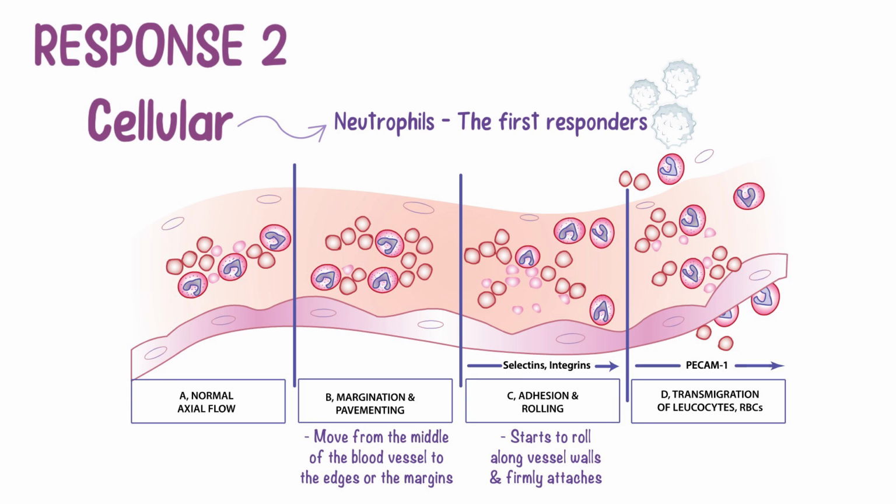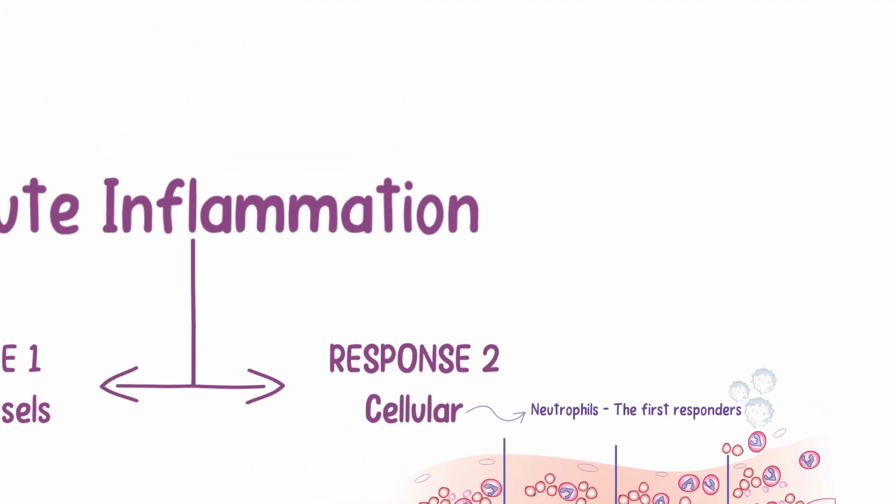Once they are stuck, the neutrophils can then squeeze through the gaps in the vessel wall, and this is called transmigration or diapedesis. And then they head straight to the site of inflammation to take care of the problem. Now let's talk about leukocyte adhesion molecules in a bit more detail. These are special proteins that are present on endothelium and leukocytes, and they lead to adhesion and transmigration of leukocytes.